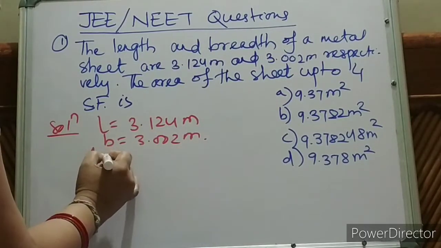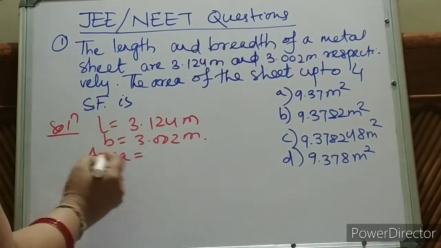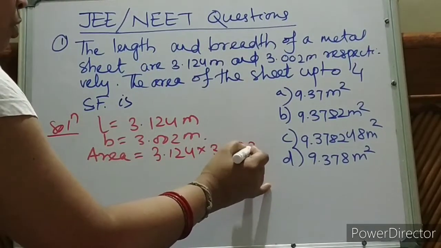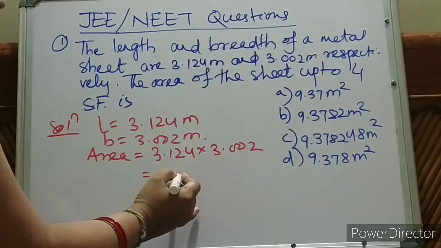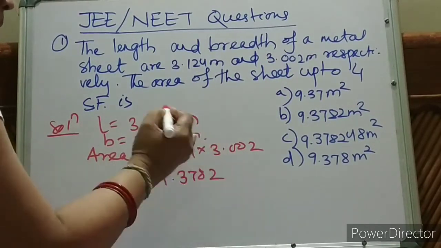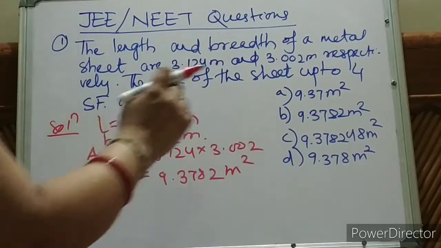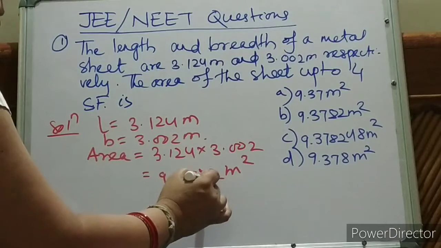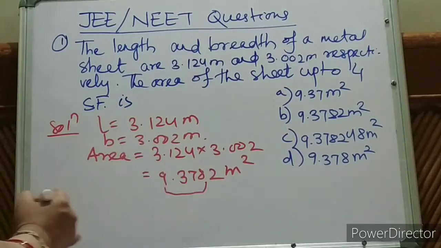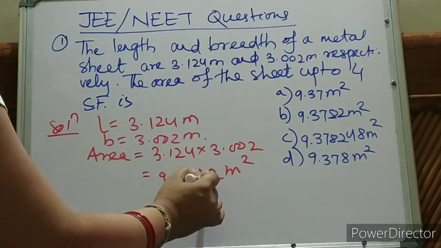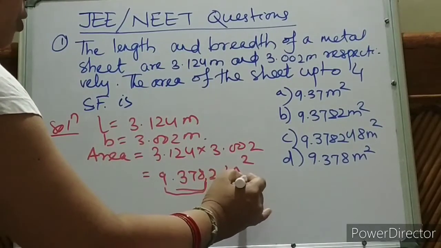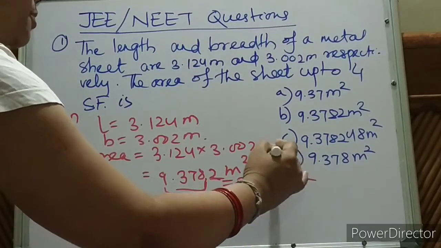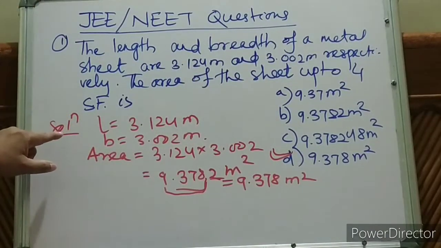Then area will be, area is equal to length into breadth. So 3.124 and 3.002, multiply it, you will get 9.3782 meter square. You have to find up to 4 significant figures. So 1, 2, 3, 4. Since the next digit, 2, is less than 5, the answer up to 4 significant figures is 9.378 meter square. Option D. Is it clear, children? Okay.